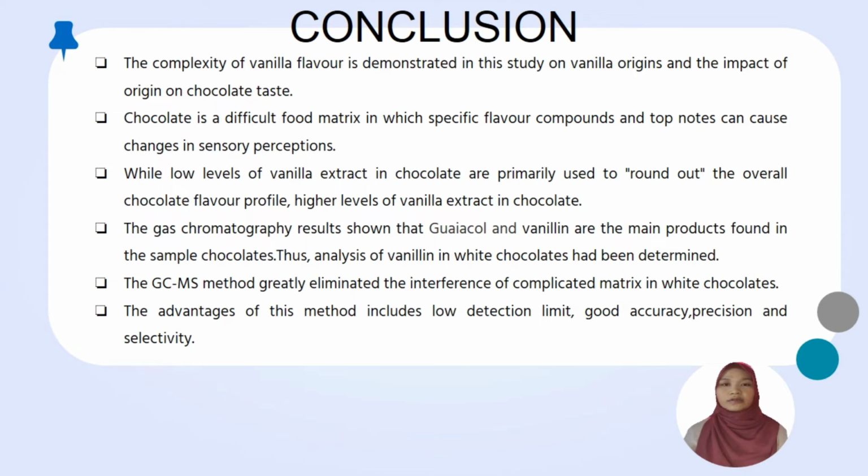The gas chromatography results showed that glycol and vanillin are the main products found in the sample chocolate. Thus, analysis of vanillin in white chocolate has been determined. The GC-MS method greatly eliminates the interference of the complicated matrix in white chocolate. The advantages of this method include low detection limit, good accuracy, precision, and selectivity.